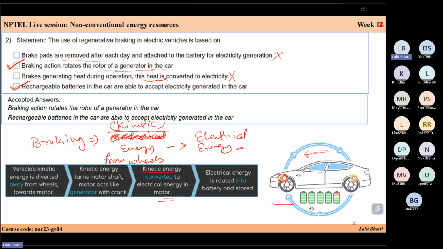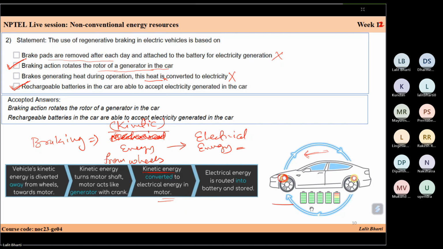So if your car was running for 100 kilometers per charge, and you have regenerative braking attached, you can go around 120 kilometers per charge, because whenever you are braking, it will charge your batteries. So the options are: brake pads are removed after each day and attached to the battery for electricity generation. That is not correct, because the brake pads are not removed. They are there.